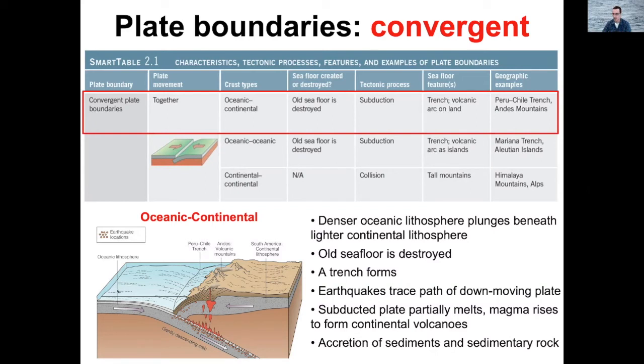The ocean crust that's subducting is old, and it's accumulated sediments on top. These are lighter than the dense lithosphere that's subducting down, and so these will accrete on the continent. This accretion of material adds to the continental plate and helps also push up and form these mountains.